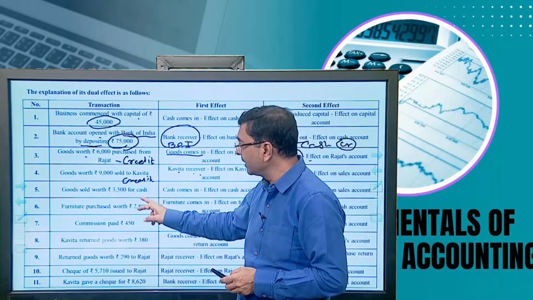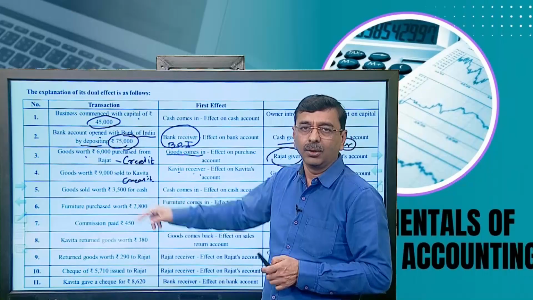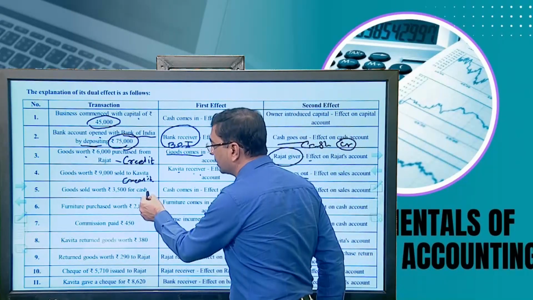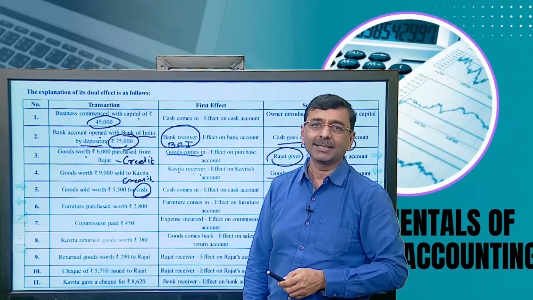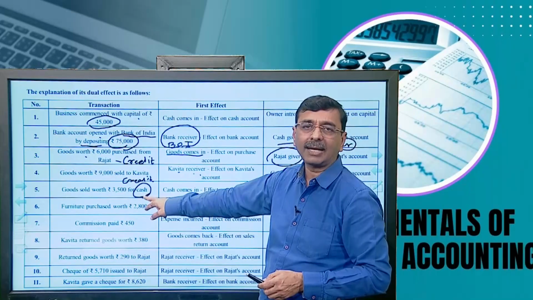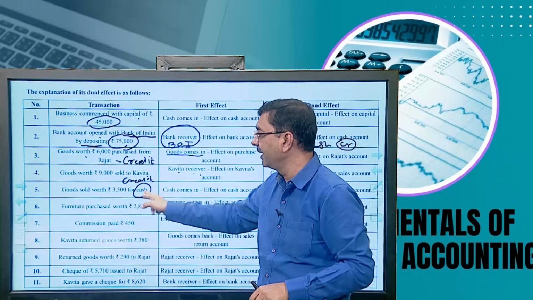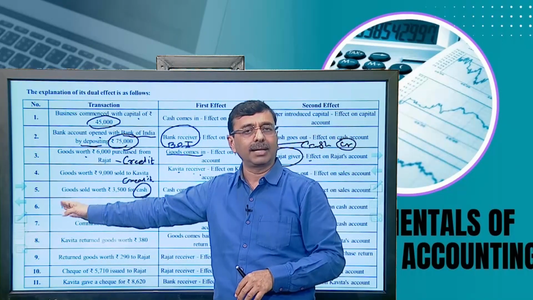Moving to the next point, goods sold worth rupees 3,500 for cash. Goods sold for rupees 3,500 for cash. So this is very clear. This is a cash transaction. Why is it a cash transaction? First, cash is mentioned. Second, the name is not mentioned anywhere in this transaction. So it is clearly identified that this is a cash transaction.